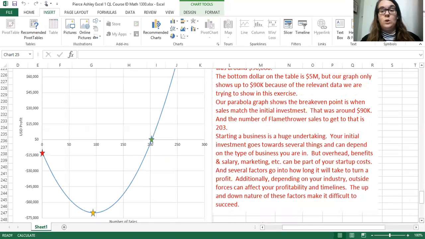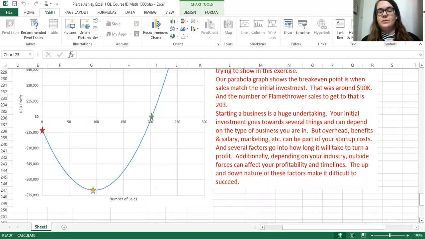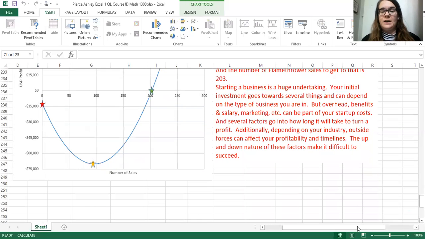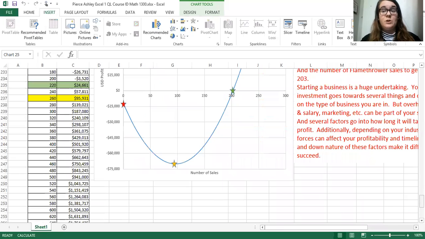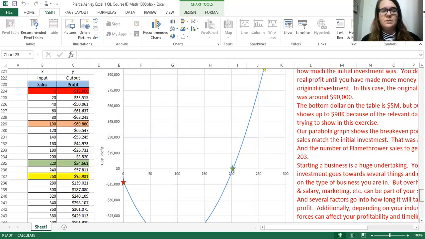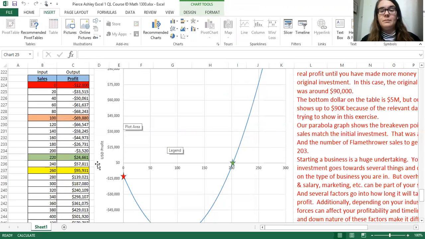Starting a business is a huge undertaking. Your initial investment goes towards all sorts of things and can depend on the type of business you're in. But overhead, benefits, salary, marketing, and payroll can be part of your startup costs, and several factors go into how long it will take to turn a profit. Additionally, depending on your industry, outside forces can obviously affect your timeline and your profitability. The up and down nature of these factors definitely can make it difficult to succeed. The first business that comes to mind that would be really hard is a restaurant. I know so many restaurants fail pretty quickly because they're very hard to sustain.